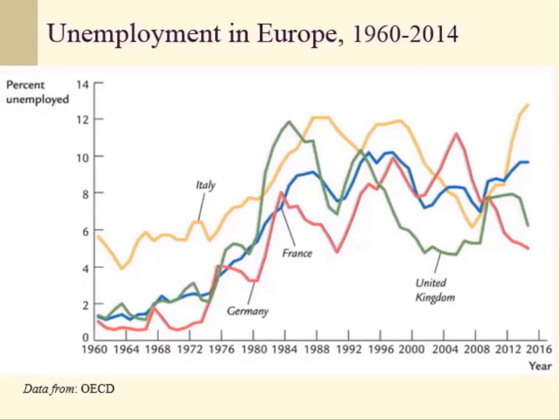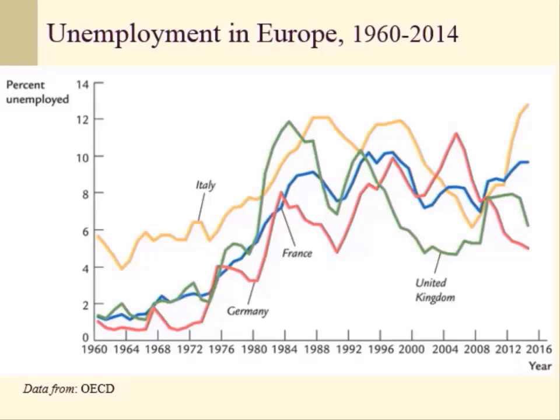Unlike the United States, if you look at this graph, unemployment in Europe has been rising significantly since the 1960s. This graph shows the plot of percent unemployed for major European countries, including Italy, France, Germany, and the United Kingdom. As you see, if you draw a trend line, you see a substantial increase in the unemployment rate in Europe throughout those decades, whereas in the United States we have had a falling unemployment rate.